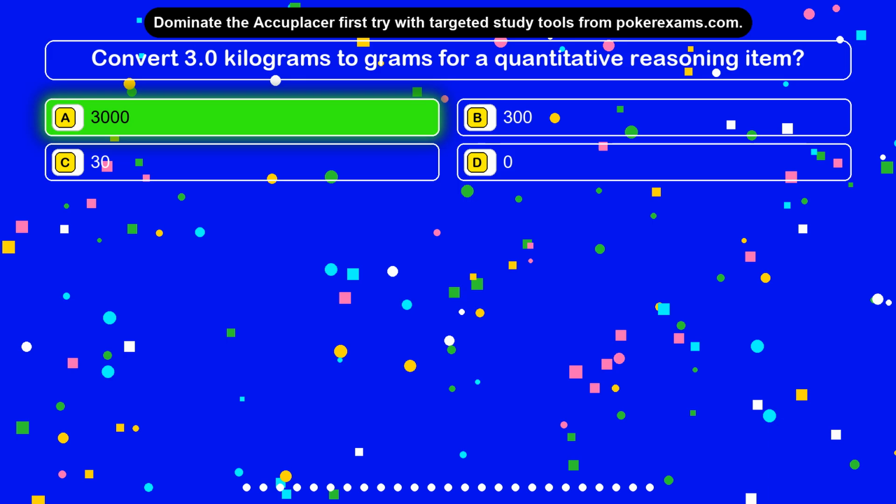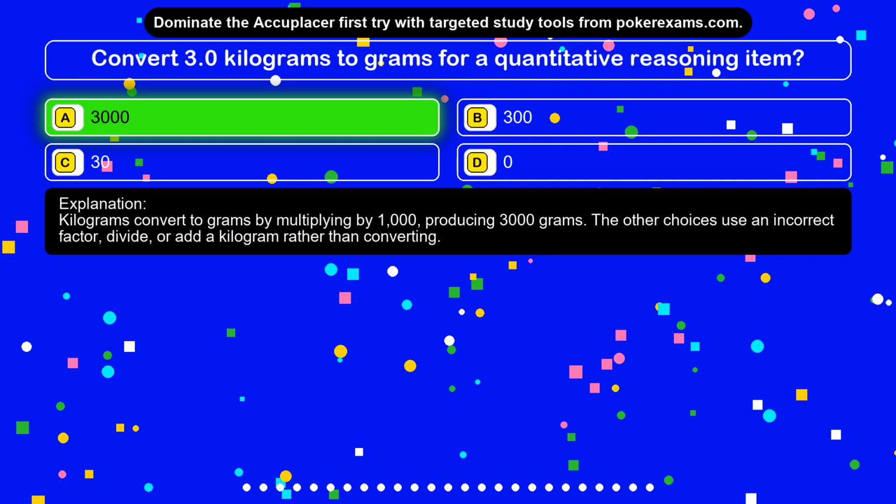The correct answer is option A, 3,000. Kilograms convert to grams by multiplying by 1,000, producing 3,000 grams. The other choices use an incorrect factor, divide, or add a kilogram rather than converting.